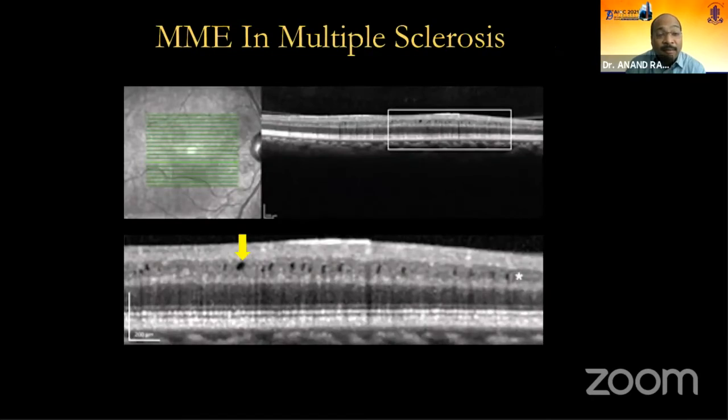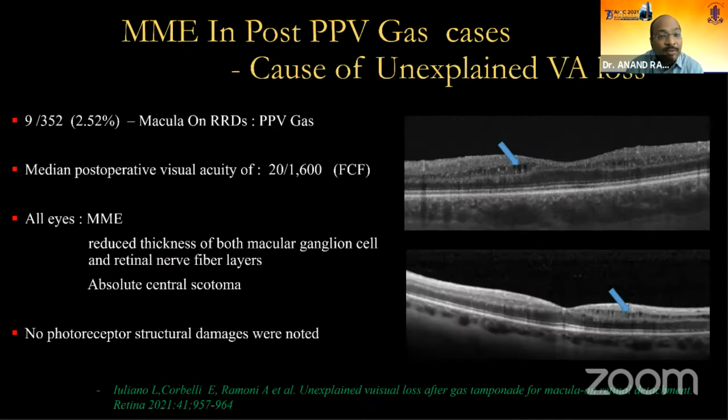Ulano did something interesting. Look for these in post-vitrectomy gas cases as causes of unexplained visual loss. They found it in 2.5% of their cases with vitrectomy gas, macular on RDs. Median post-op acuity was finger counts. All eyes had this MME and reduced thickness of both macular ganglion cell and retinal fiber layers. The absolute central photomuscle. Surprisingly, none had photoreceptor structural damages at all.